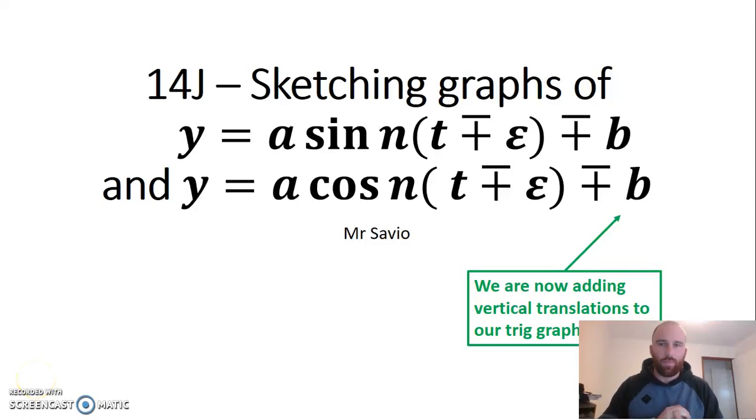Okay, so we're dealing with 14J today. What we're doing is drawing our trig graphs. We're going to add plus or minus b, and this is vertical translation. A sine graph can be moved up, it can be moved down. It's just going to get increasing complexity as we move through this chapter.